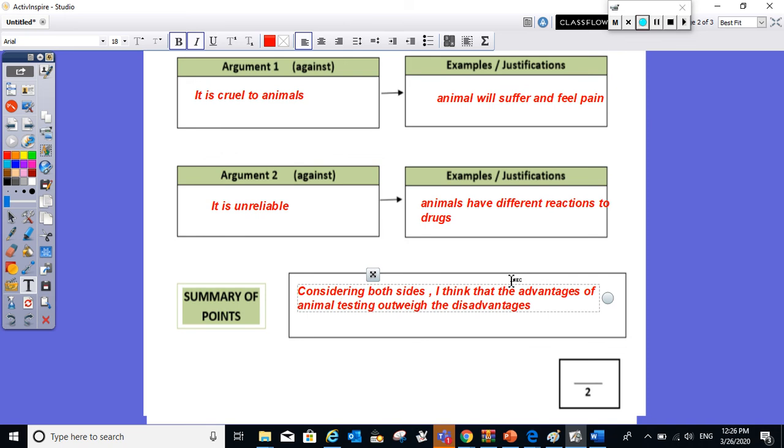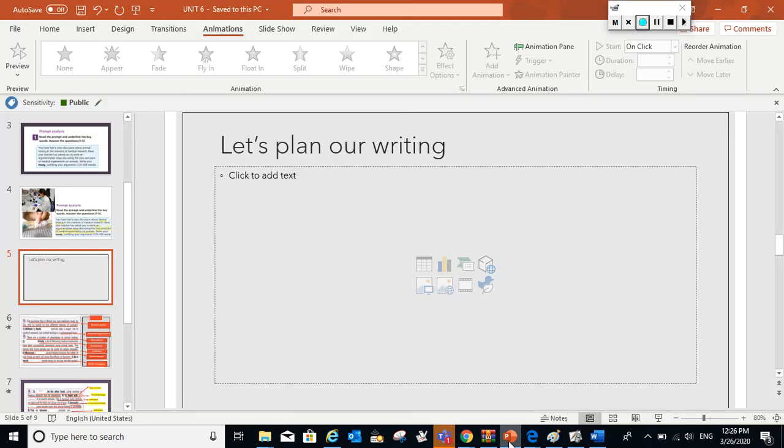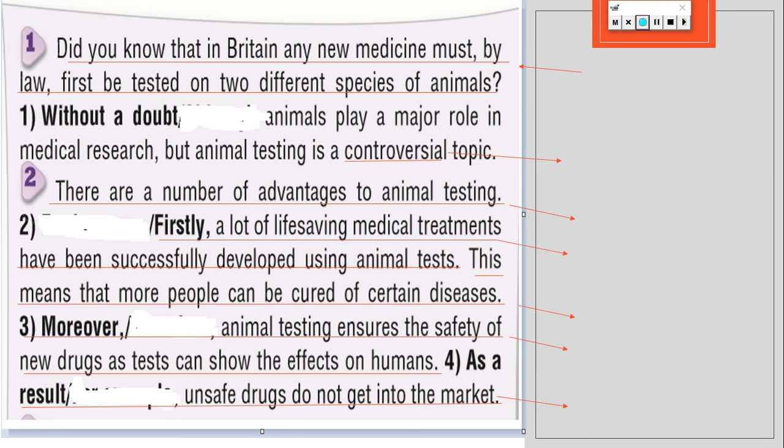Okay, now let's check the model answer, model essay. Now look at this. Of course it's in your student book, as I said. This is a model essay. As you can see, we have 4 paragraphs. Let's start with the first 2 paragraphs. So what is this technique? We started with a rhetorical question.